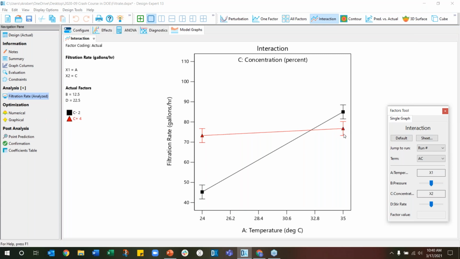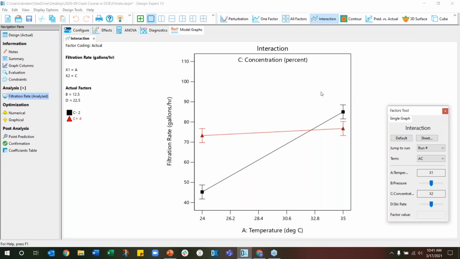Now, if you look at this LSD bar and this one, those are actually overlapping. That means that there's not a statistically significant difference between temperature at 24 and temperature at 35 when you are operating at the 4% concentration. Okay, I'm going to come back to that statement in just a few minutes. In the meantime, we like this low value of concentration.